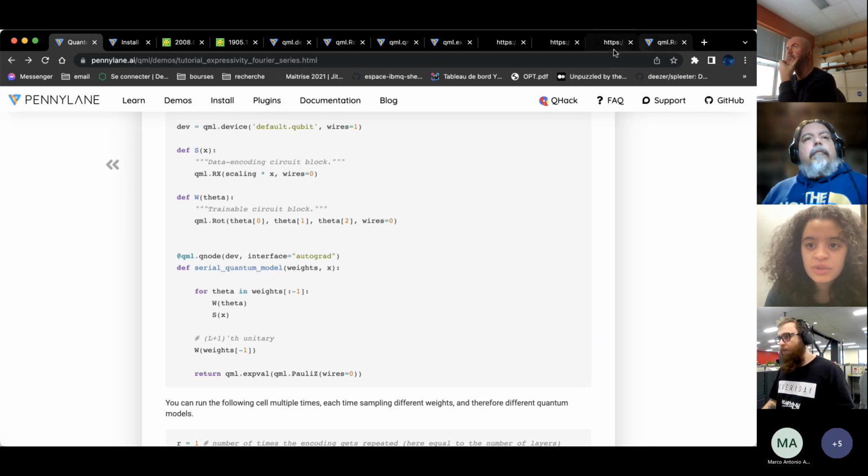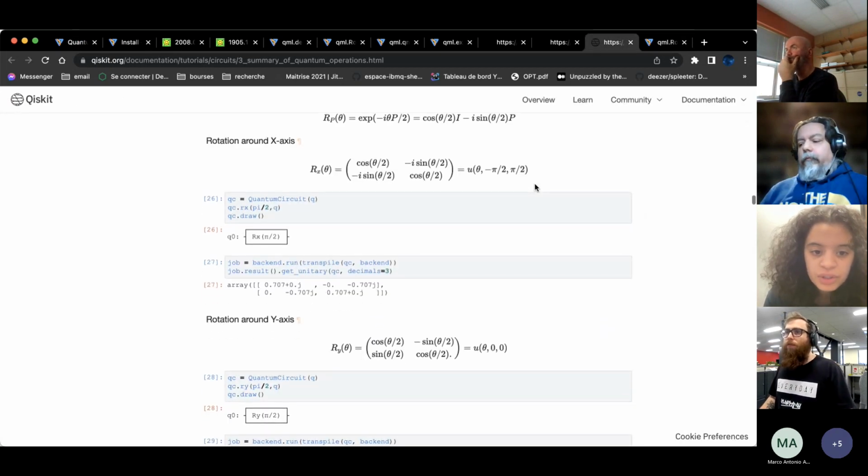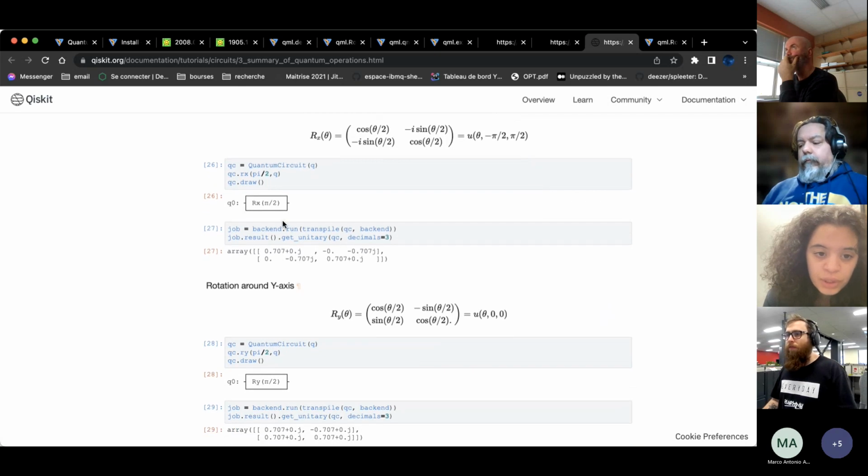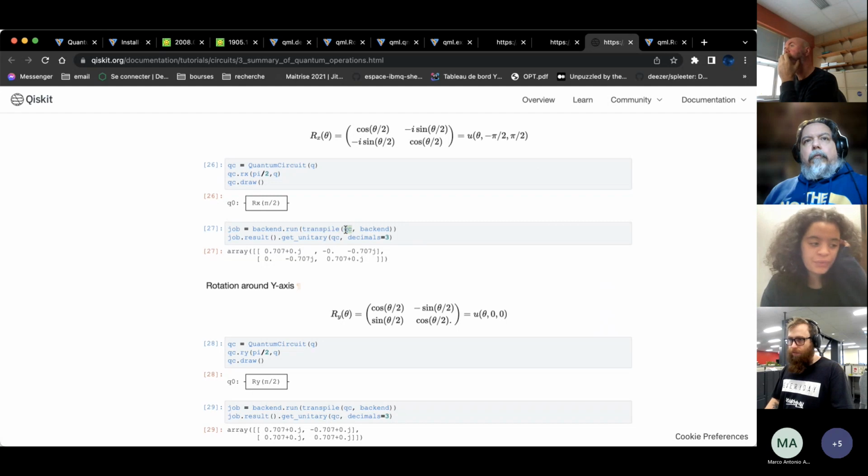Getting the expectation values is a bit different. For example, here, when we see these two lines right here, we can get a backend, which is basically where you're gonna run your circuit. Transpiling here, what it does is taking your quantum circuit QC and simplifying it.